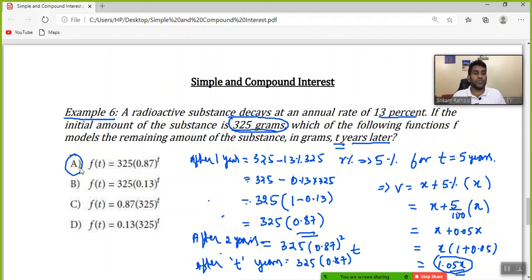So this is how you solve a question relating to, of course, the compound interest concept, but they are not specifying it. This is the concept you need to know for the SAT or the GMAT, right?